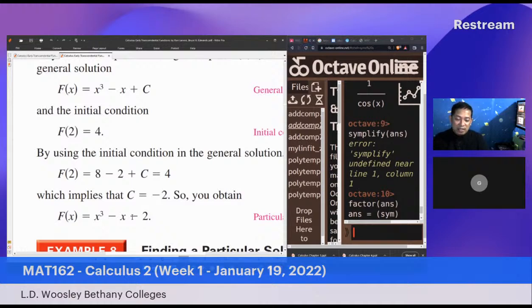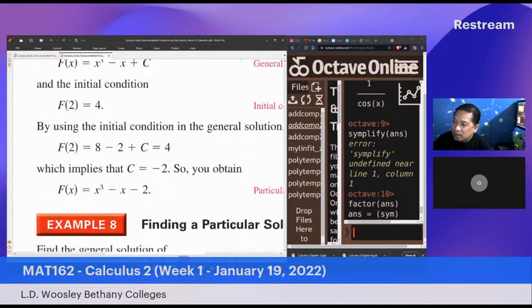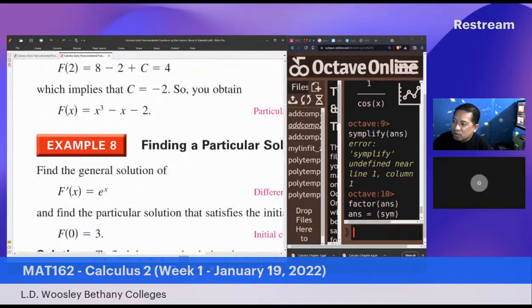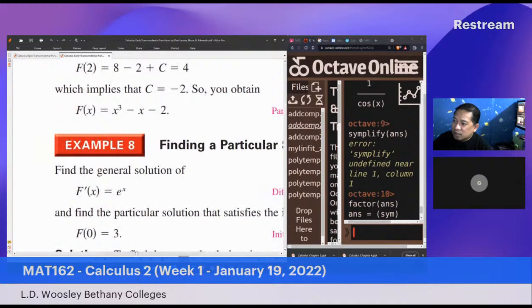Alright? Makes sense, Gillian? Mangyayari lang yung particular solution kapag may initial value condition ka. Pero hanggat wala, C will remain C. Unless otherwise, C will become solvable if there are initial value conditions. Okay, another. Ayan, basta may initial value, kayang masolve.